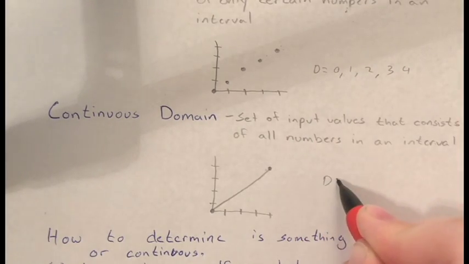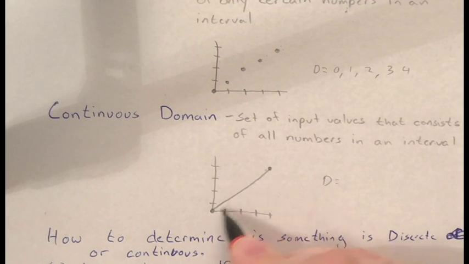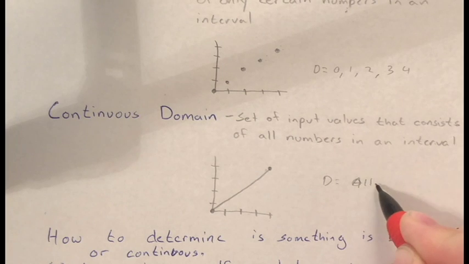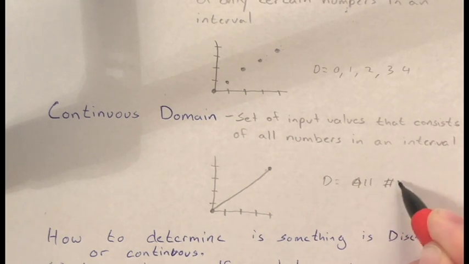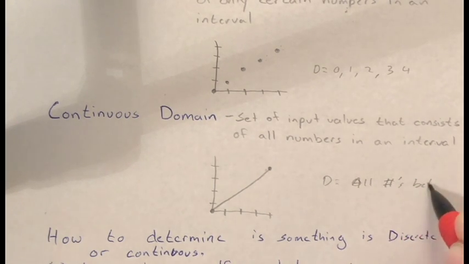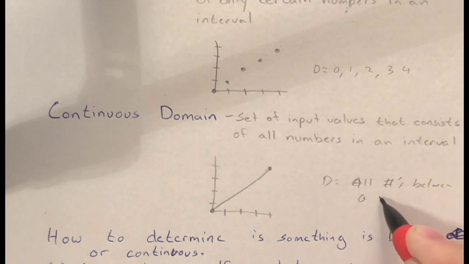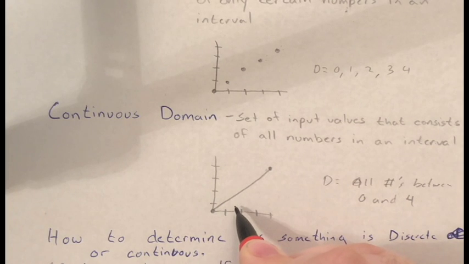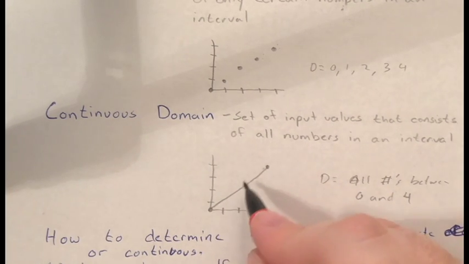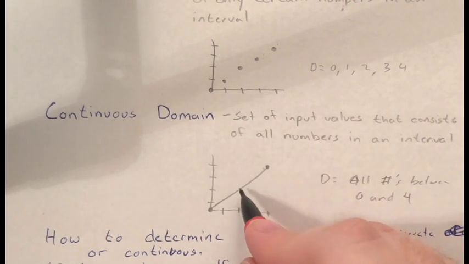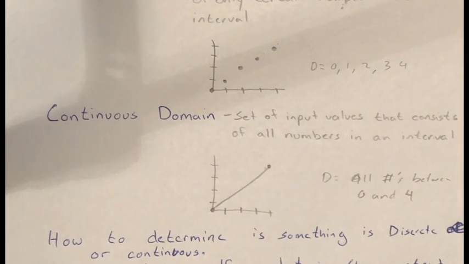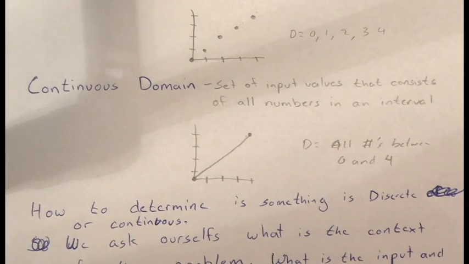The domain on this would be all the numbers between 0 and 4. So one of the numbers we could possibly use would be 1/2, or 3 1/4, or 2 1/2, and so forth. So that's what it means to be continuous.